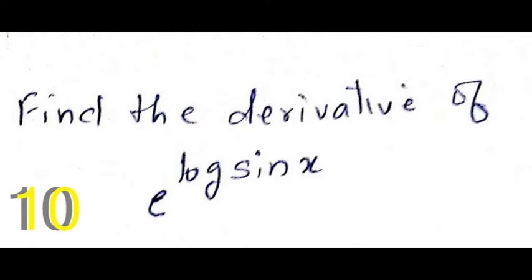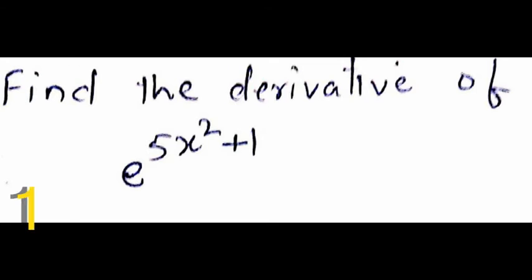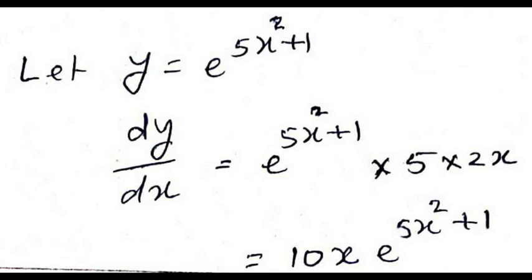Find the derivative of e raised to log sin x. E raised to log sin x is equal to sin x, and therefore derivative of sin x is cos x. Find the derivative of e raised to 5x square plus 1. Derivative of e raised to x is e raised to x, and derivative of 5x square is 5 into 2x, and therefore we get the answer 10x e raised to 5x square plus 1.